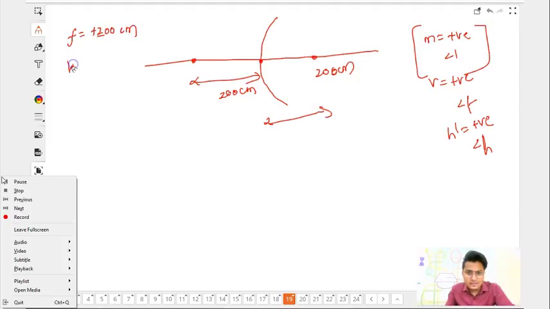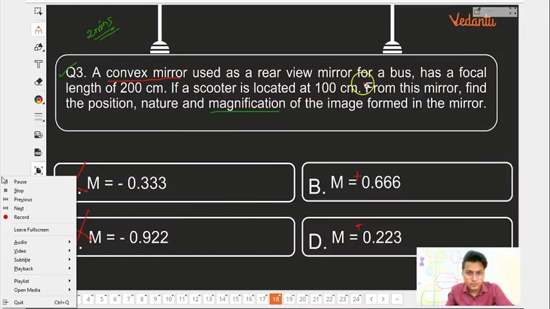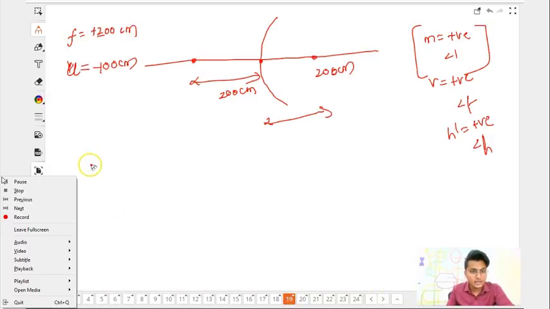So I have V is V, I don't know. U is equal to given as 100 centimeter minus, I think. Yes, okay, 100 centimeter. So minus 100 centimeter. Let's find it out. What is the answer? So 1 by V will be equal to 1 by F minus 1 by U.